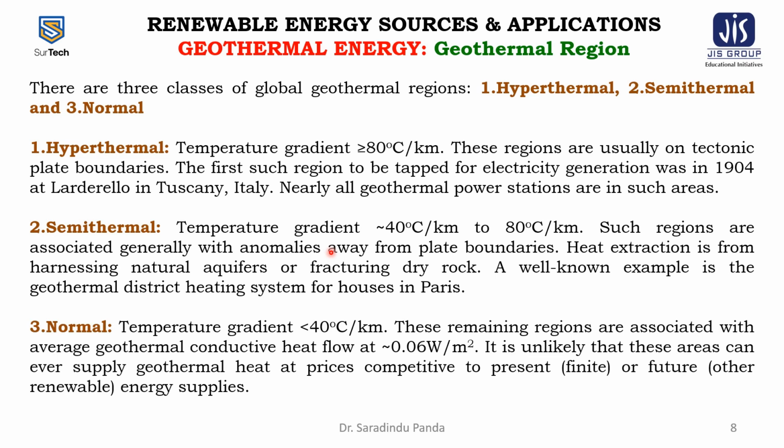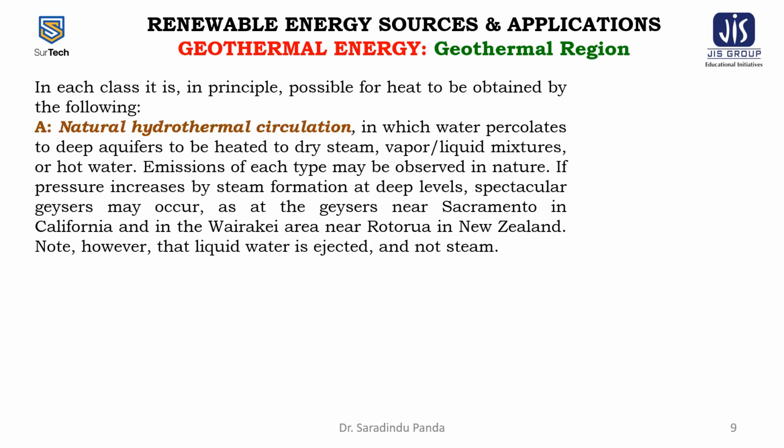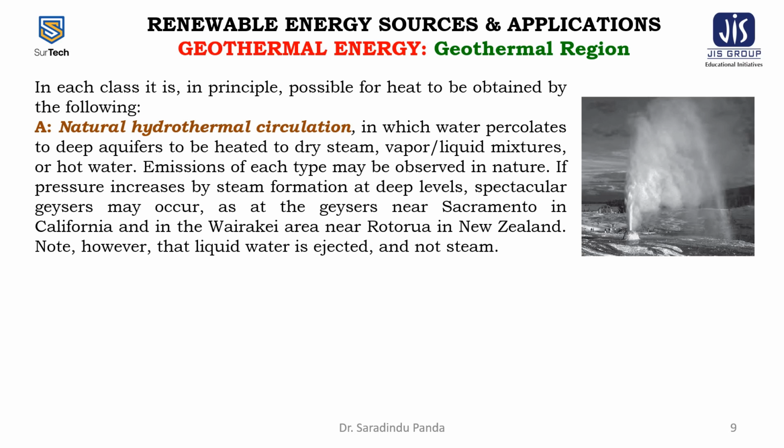Third one is the normal. The temperature gradient is less than 40 degrees centigrade per kilometer. These remaining regions are associated with the average geothermal conductive heat flow at around 0.06 watt per meter square. It is unlikely that these areas can ever supply geothermal heat at prices competitive to the present or the future energy supplies. In each class, it is in principle possible for heat to be obtained by the following, that is natural hydrothermal circulation, in which the water percolates to deep aquifers to be heated to dry steam, vapor-liquid mixtures or hot waters.